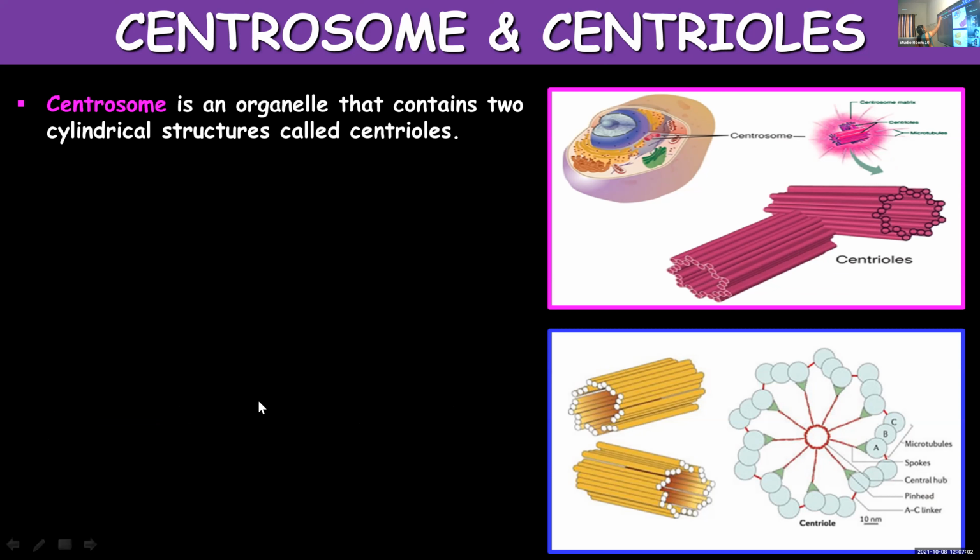Next structure that we need to learn is centrosome. Centrosome and centrioles. Already I had mentioned about centrosome and centrioles. Can anybody recollect and tell me what is the function of centrioles? They perform a very important function. Cell division. So they produce spindle fibers at the time of cell division, and it is inside the centrosome that these centrioles are present.